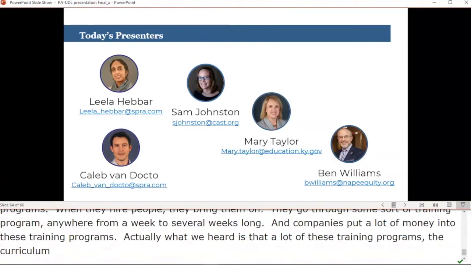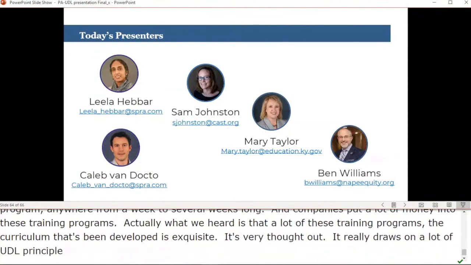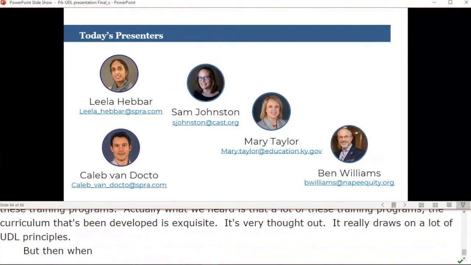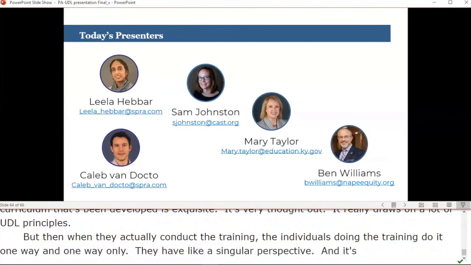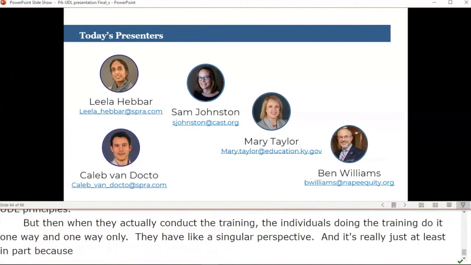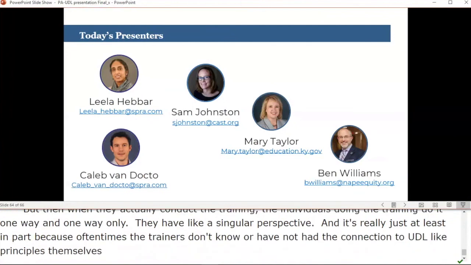It's very, very thought out. It really draws on a lot of UDL principles. But then when they actually conduct the training, the individuals doing the training do it one way and one way only. They have a singular perspective, at least in part because oftentimes the trainers don't know or have not had the connection to UDL principles themselves to think about how they engage with folks who are trying to onboard into these positions.